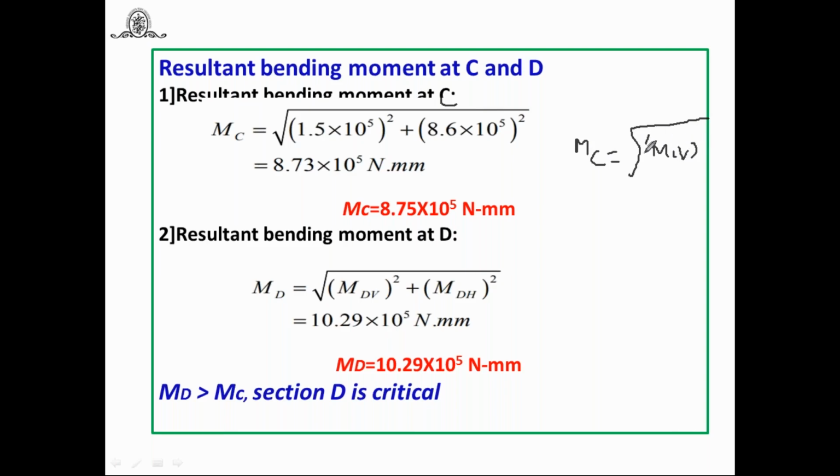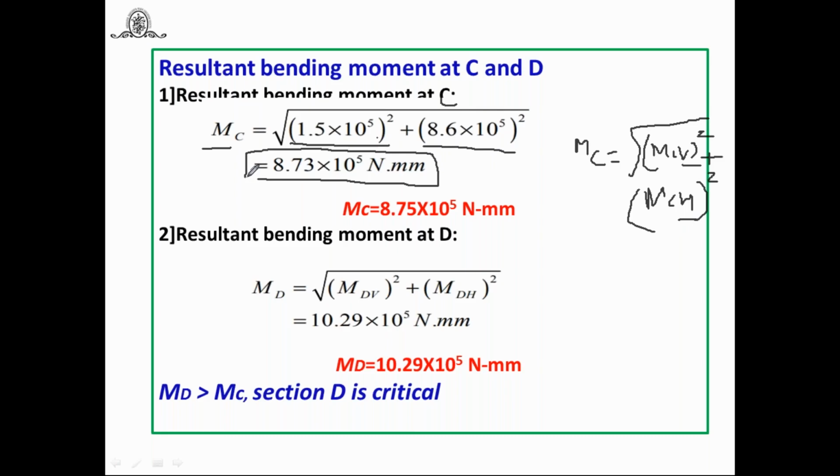MC equals the square root of MCV square plus MCH square. Remember these things. So what you have to do? Take MCV square plus MCH square: the bending moment at C in vertical loading and the bending moment at C in horizontal loading. You have to take the resultant, and you will get MC. You can do it, and because of the square, even if a term is negative, it becomes positive. So you will get MC is equal to this.